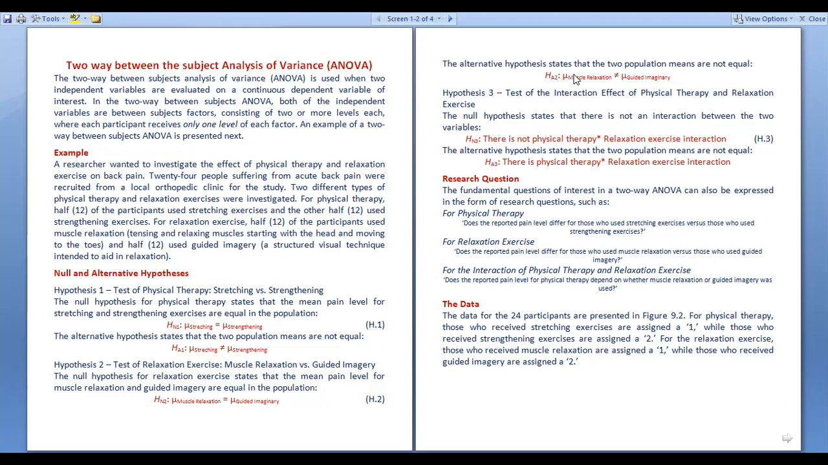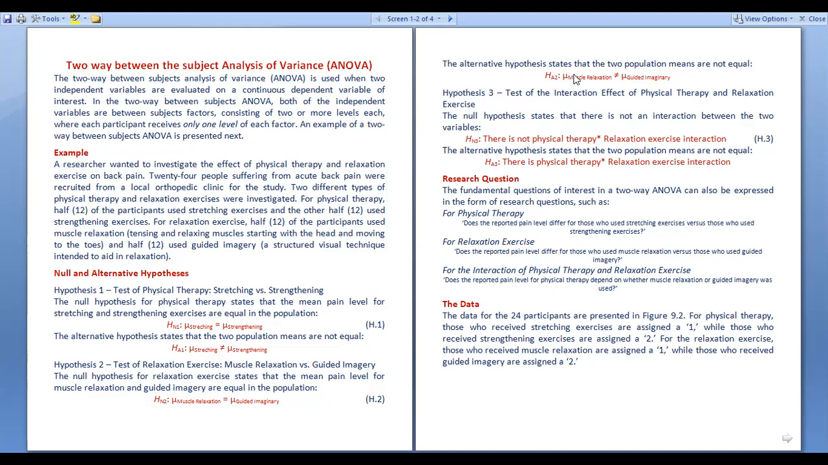So if you look at the example, you will find that both independent variables are in category form, having two categories each. Physical therapy has two categories: one is stretching exercise, and the other is strengthening exercise. Whereas relaxation exercise has two ways of relaxation: one is muscle relaxation, and the other is guided imagery technique.